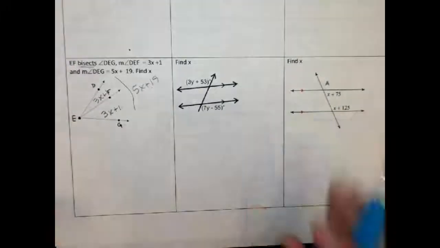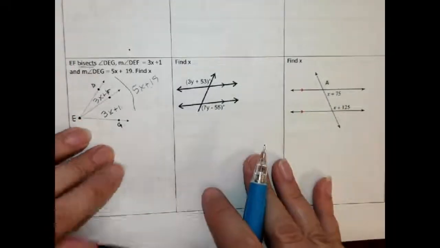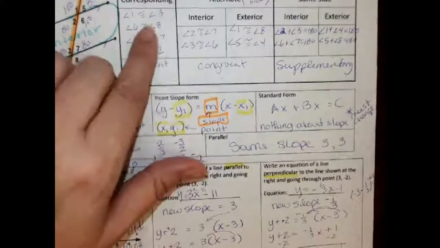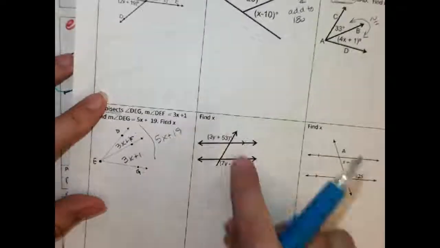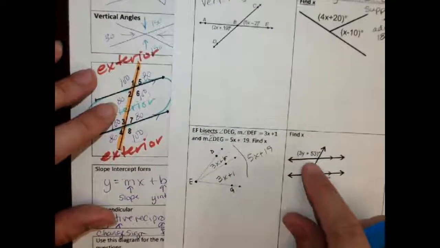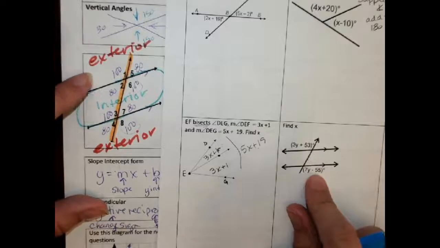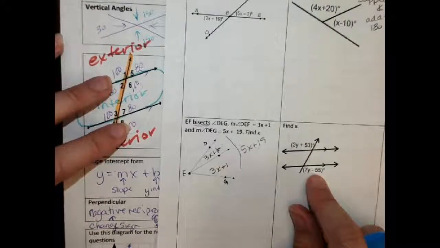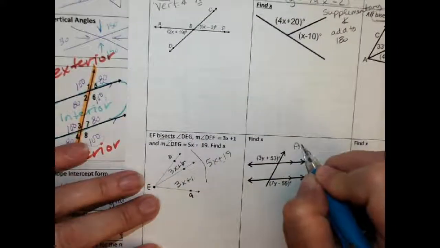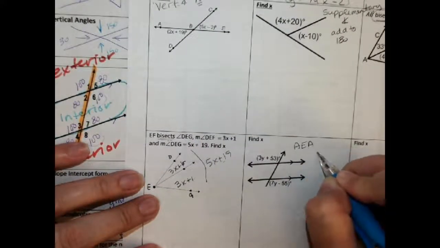Then we have our ones with our transversals. This was the ones that we talked about right here on the previous side. So this is in the exterior. If we look back at our notes, these are on the exterior, and they're on alternate sides, opposite sides, so I know those are congruent to each other. So these are alternate exterior angles, and they're congruent.